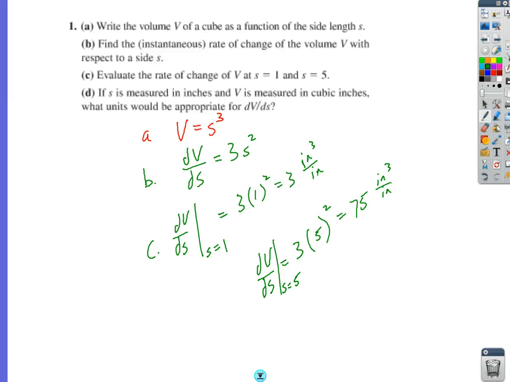Here we go. Part D, they ask what it is measured in. I've already answered that question. Again, you cannot cancel stuff out. It's not going to be inches squared.